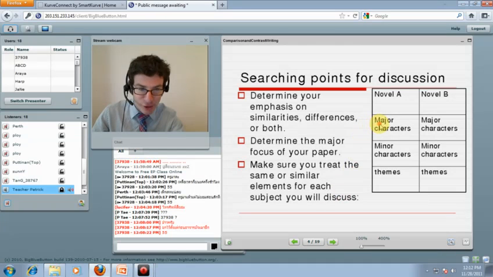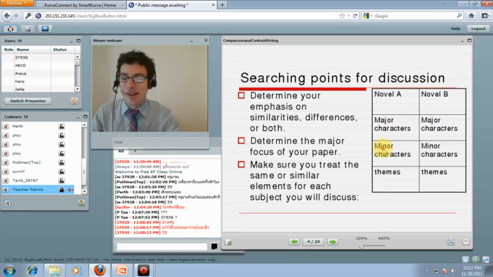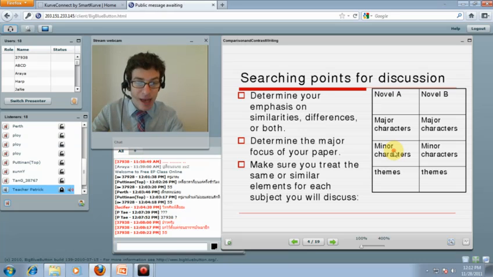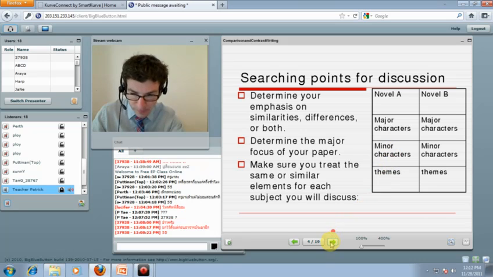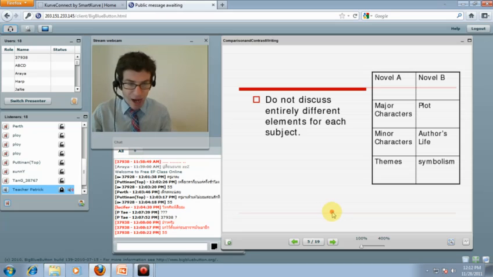Remember, if we have major characters on one side, we have major characters on the other. If we have minor characters, minor characters. Stay on topic. Stay with the theme. And if this is confusing, don't worry. We're going to work through an essay later that'll help you understand this a little bit better. Okay, so remember, if you discuss one aspect, stay on topic. Major characters, not major characters and plot. Doesn't work. Won't make any sense.